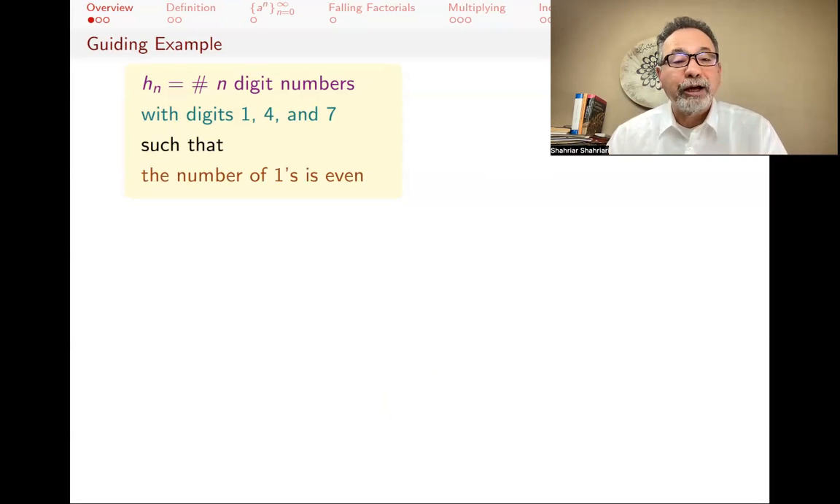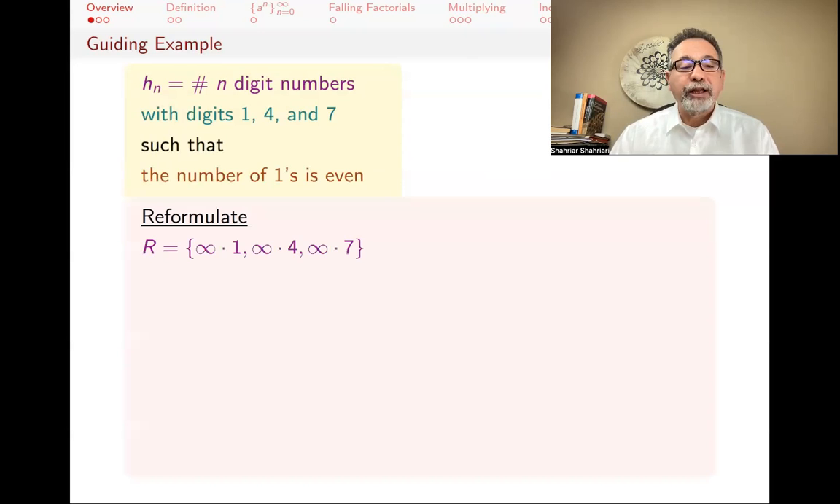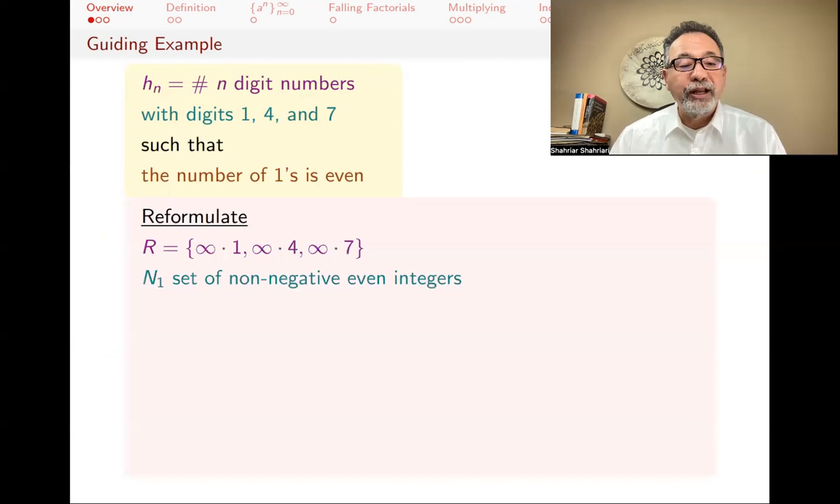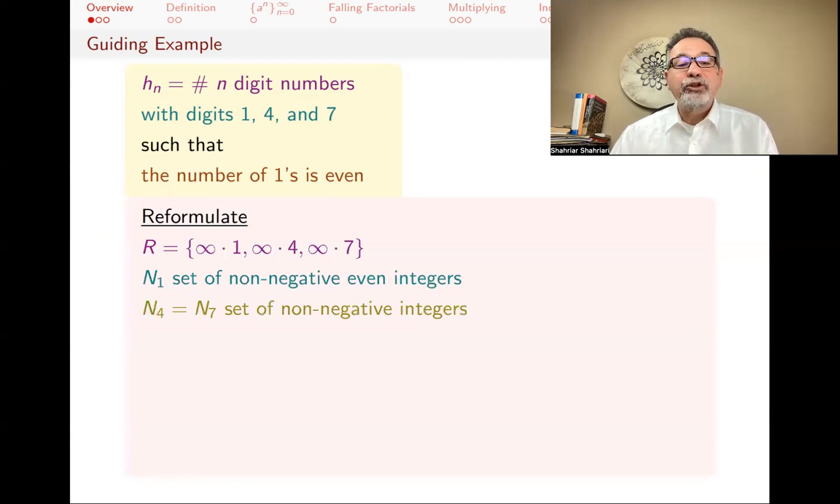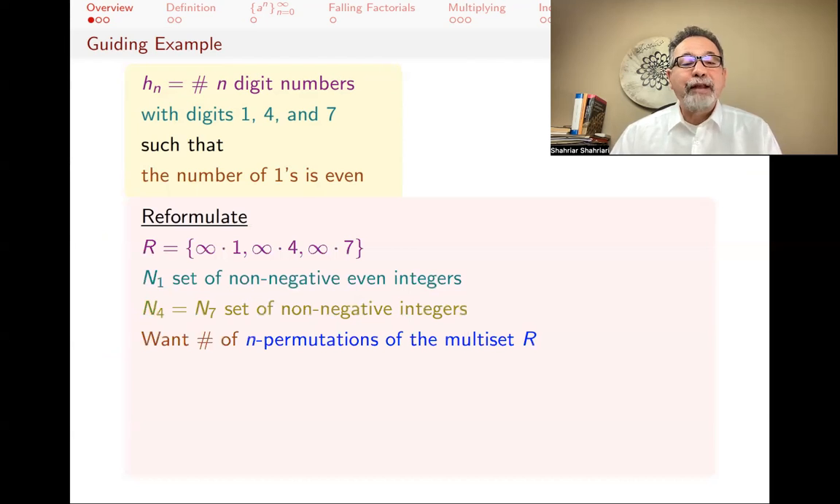So this is a question about permutations. We can reformulate that and say that we have an infinite number of ones, an infinite number of fours, and an infinite number of sevens, a multiset where the repetition numbers of these three types of elements are infinite. And we have N1, which is the set of non-negative even integers, and N4 and N7 are the set of non-negative integers altogether. And we want the number of n-permutations of the multiset R.